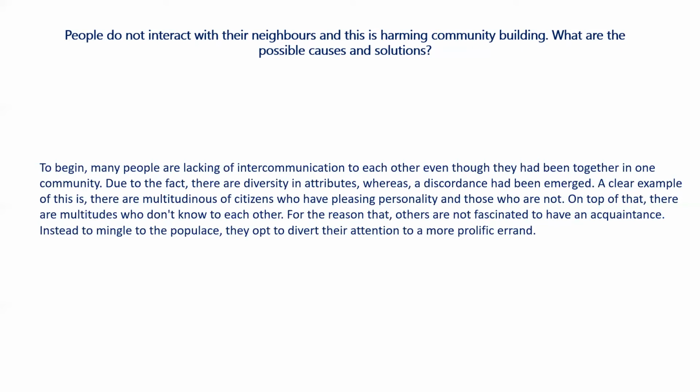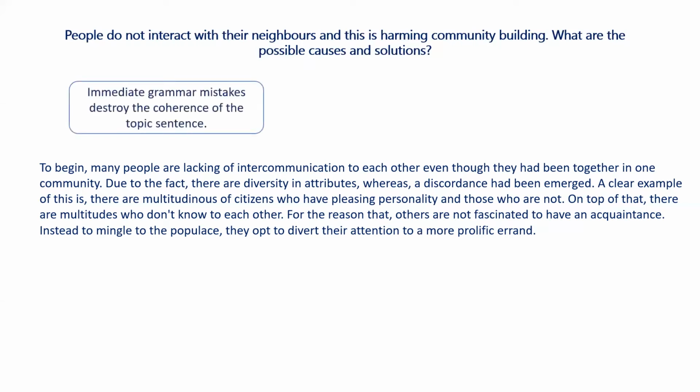Main body paragraph 1. "To begin, many people are lacking of intercommunication to each other, even though they had been together in one community. Due to the fact there are diversity in attributes, whereas a discordance has been emerged. A clear example of this is there are multitudinous of citizens who have pleasing personality and those who are not. On top of that, there are multitudes who don't know to each other for the reason that others are not fascinated to have an acquaintance. Instead, to mingle to the populace, they opt to divert their attention to more prolific errand."